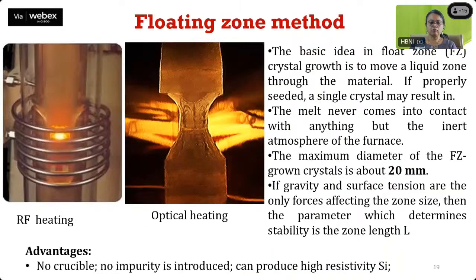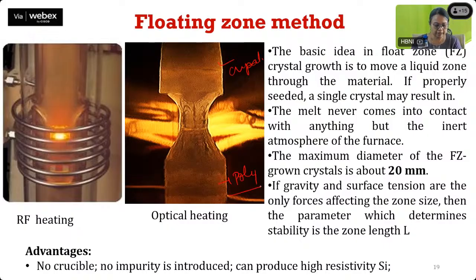And now coming to the float zone method, the floating zone method. The basic idea in the float zone method of crystal growth is to move a liquid zone through the material. If properly seeded, a single crystal may result. Here you can see this is the crystal, and this is the polycrystalline part.